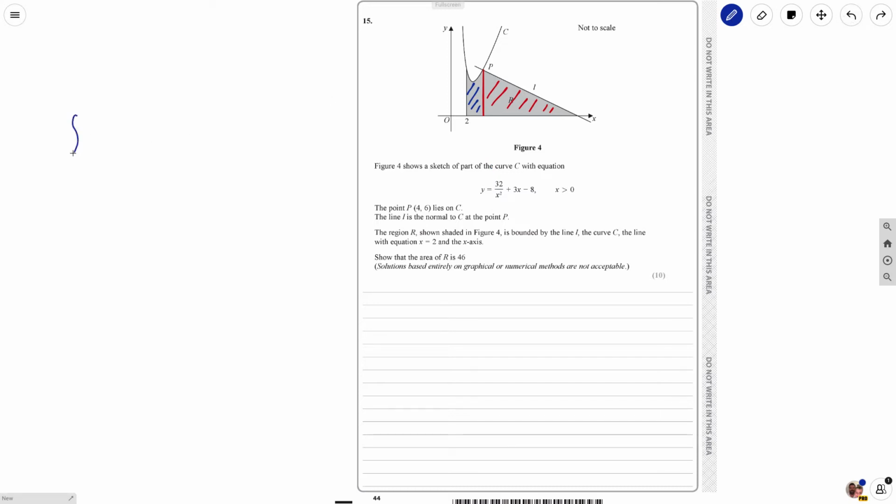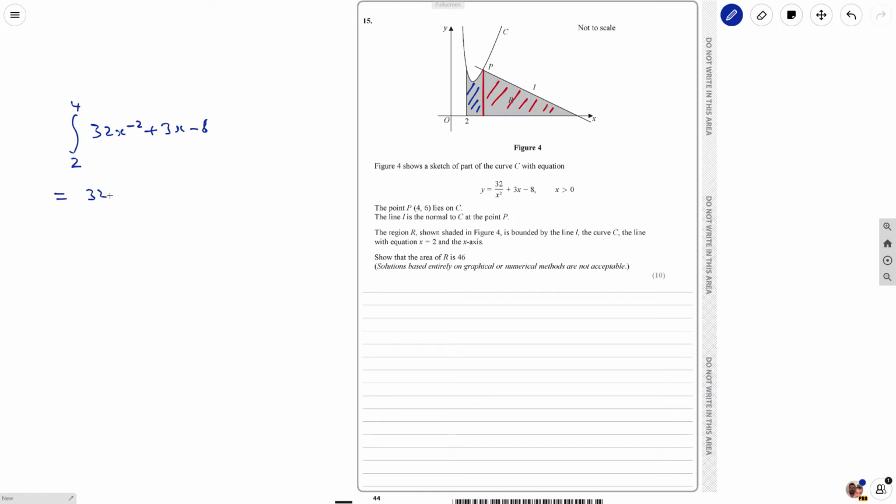So we're going to integrate 32 over x squared. We really want to change that to a negative power. And then we can just copy the rest in, 3x minus 8. And we're going to integrate that between 2 and 4. So let's do the integration.